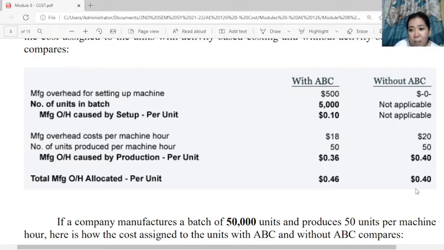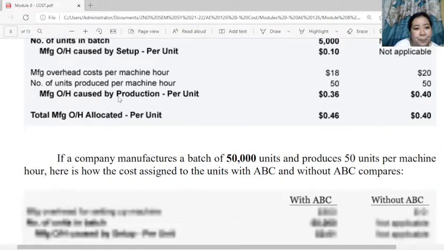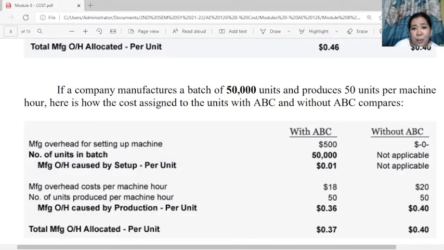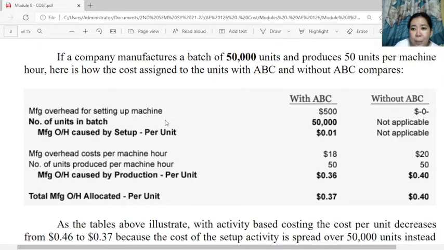While in traditional, we will only have 0.40. Okay? If a company manufactures a batch of 50,000 this time and produces 50 units per machine hour, how do we calculate the manufacturing overhead cost for ABC and traditional costing?